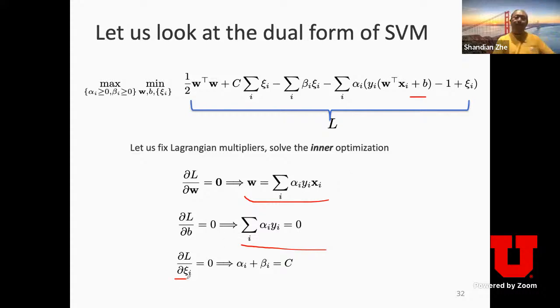And the third one, if you take the gradient of L with respect to Ci and set the gradient to be 0, you get this interesting result. It basically says your alpha i and beta i, the summation must be C. And what is C?